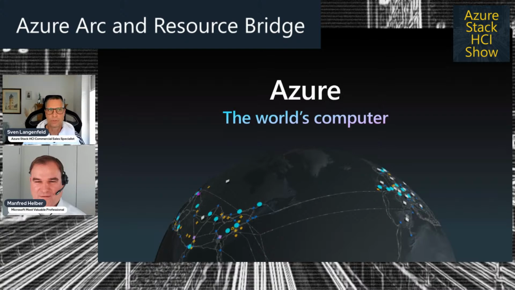So, okay, let's start and talk about the strategy of Microsoft behind Azure Arc and Azure Arc Resource Bridge. Azure is our focus at Microsoft, because everyone wants to go into the cloud, some more, some less, but people want to have the public cloud. That's why Microsoft decided multiple years ago to have a cloud offering for every customer around the world. That is called Azure, the world's computer.